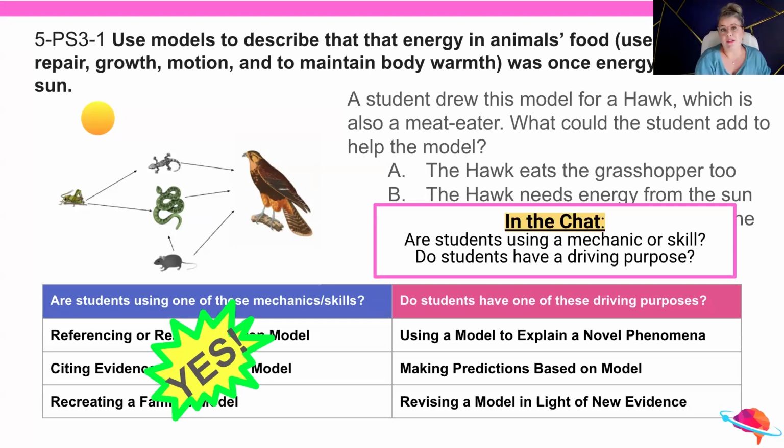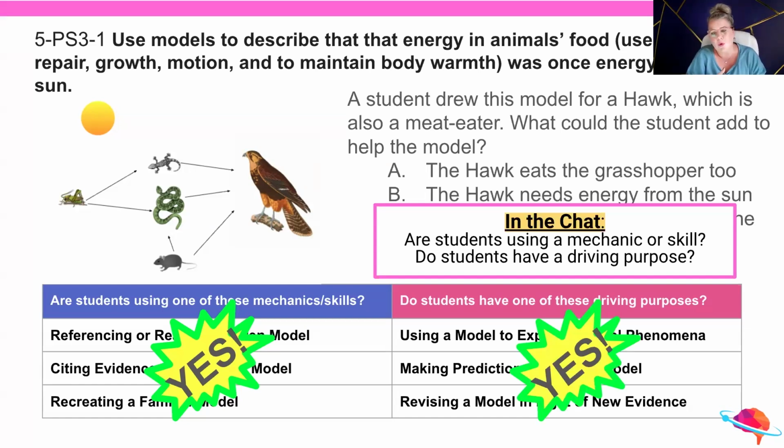So then, do we have one of these driving purposes? Yes, we need to figure out a way to revise this model. We need to somehow get the sun in there. Again, that's a key part of that performance expectation. How does the sun play into all of this, making sure that we hit all these points? We're going to give this one a yes, yes. We have to interact with the model, and we have a purpose behind using that model.